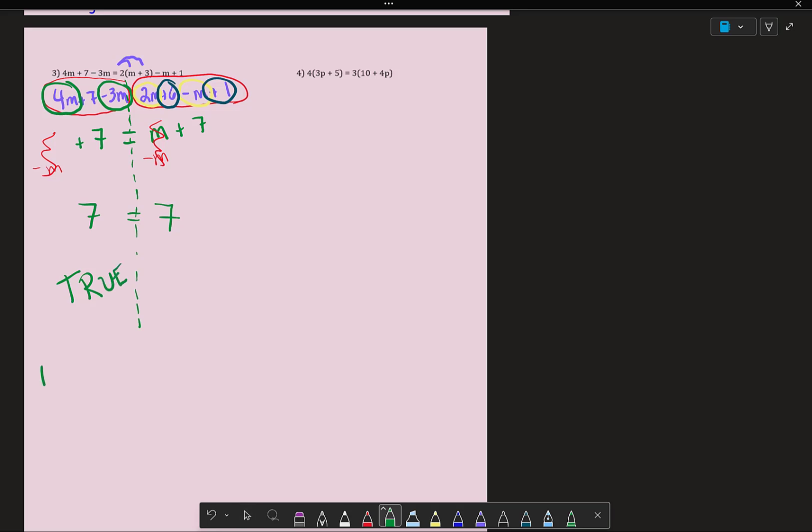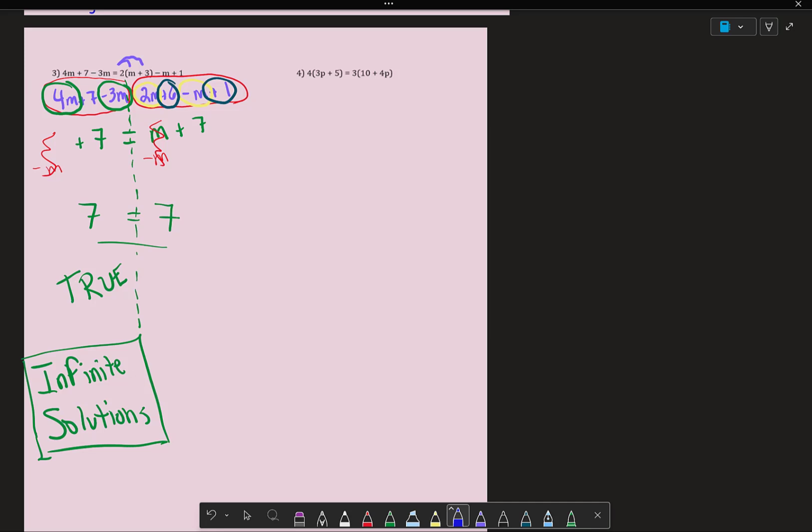And all that means is true's not the answer. The answer is infinite solutions. Meaning no matter what we substitute back in for m in the original problem, it would make this equation true. So infinite solutions is our answer because this last statement is true.